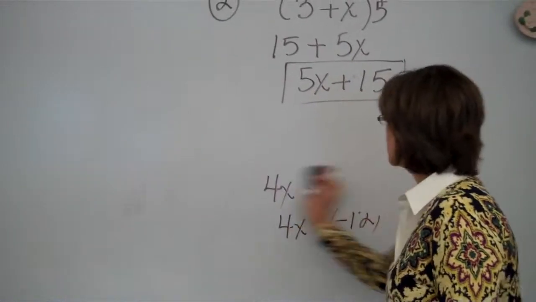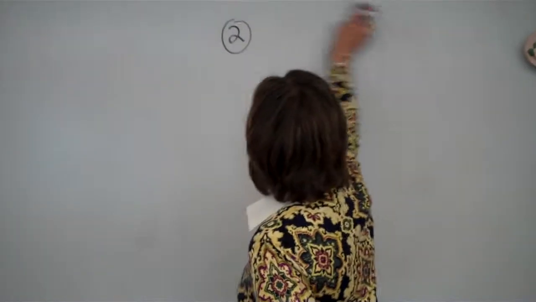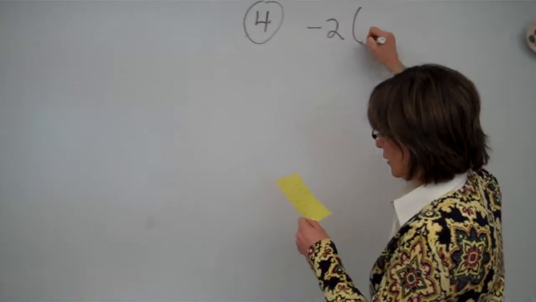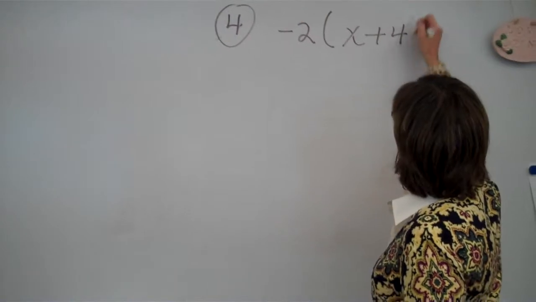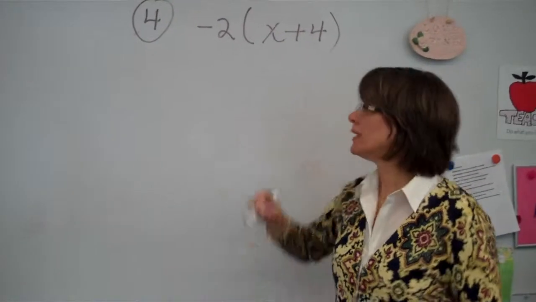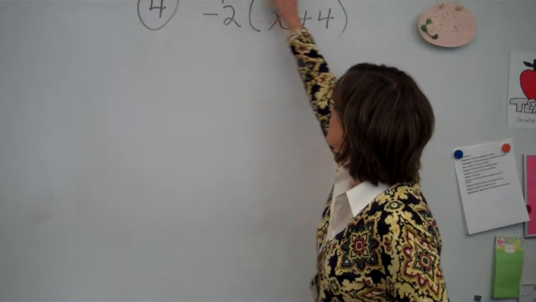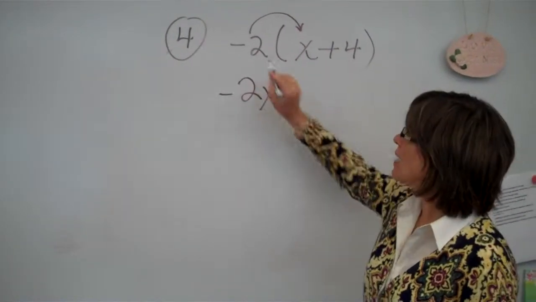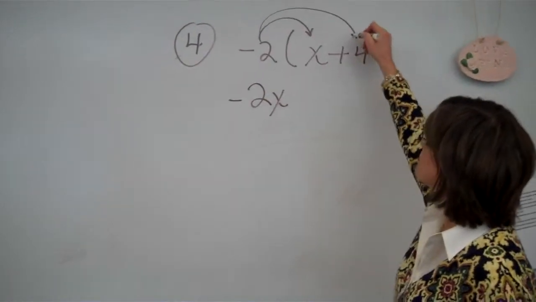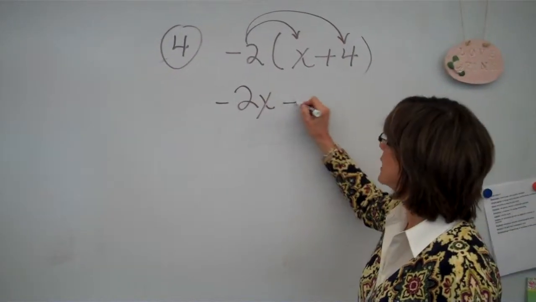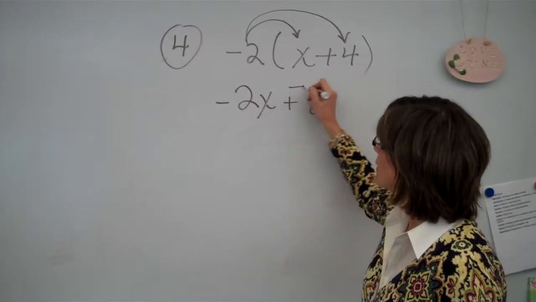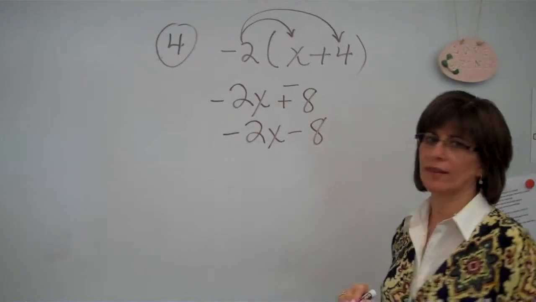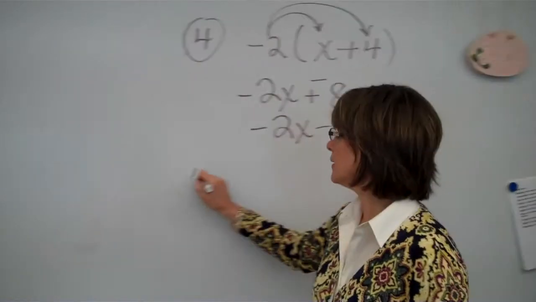Let's try some more. Now I'm going to put a negative number out here. So when I have a negative number out here, the same rules apply. Negative 2 times x is negative 2x. Now I have negative 2 times positive 4, which is negative 8. Can I write it like this? Sure. I'd like you to try to start learning to write it like this. Means exactly the same thing.